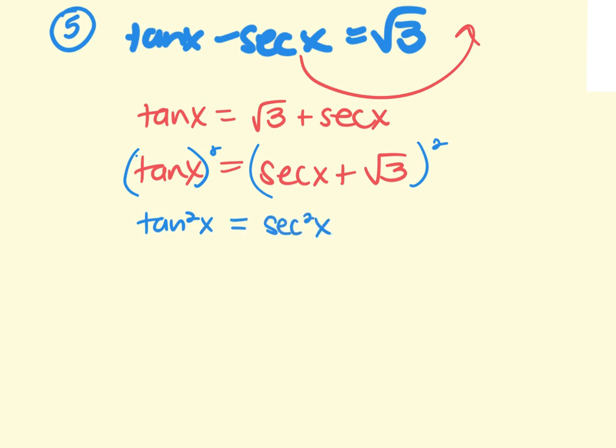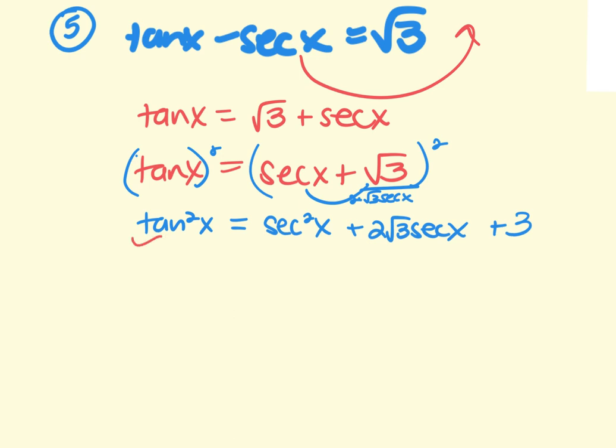The shortcut would be square the first one, square the last one. The square of root 3 would be 3. And then double the product. So product would be root 3 times secant times 2 would be positive 2 root 3 secant x. Good so far? Yeah, okay.